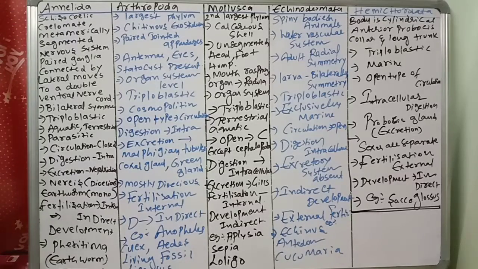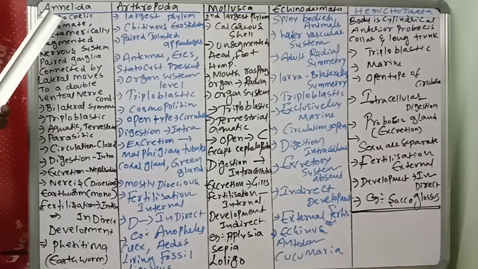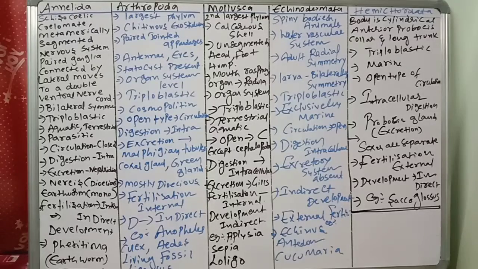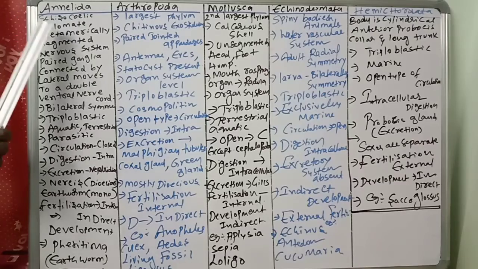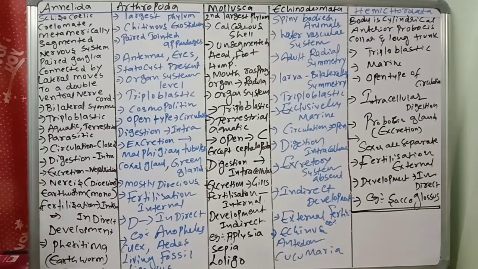So what are the characters of annelida? We'll see now. First, they are schizocoelomic. From the pouches the coelom will be formed. They are pure coelomates. You know very well coelomate means a perfect body cavity, a space, which is called the coelom. That is why these annelids are true coelomates.